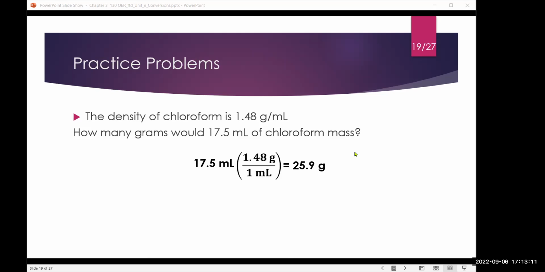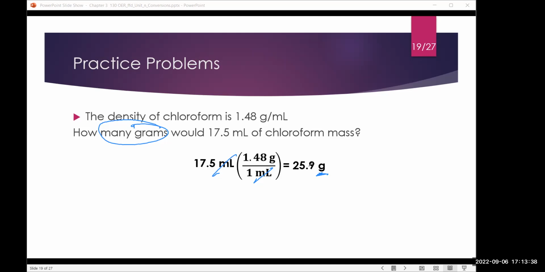And do note that density is a measurement, okay? So it could play a factor with respect to your sig figs. Any density is a measurement, so they could be a factor. In this case, the answer is in 3 sig figs. Note the units cancel like they should, leaving me with 1 unit because that's what the question is: how many grams are there in 17.5 milliliters of chloroform?